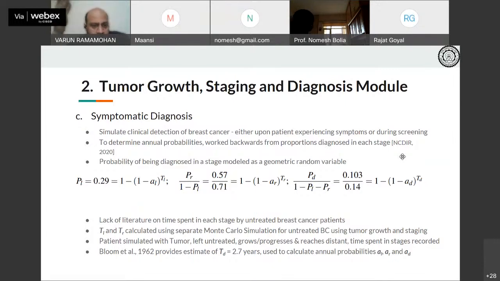So what we want to do is find a screening policy that increases the number of people who are diagnosed in the local stages. That is, of course, what we want to do. Okay. So in order to do that, we use data about the stages that people are diagnosed in, in the Indian context, from National Cancer Surveillance Projects. Actually, it's called a cancer registry program.